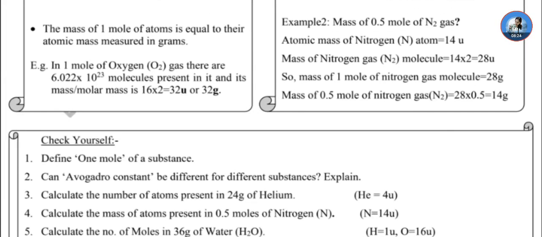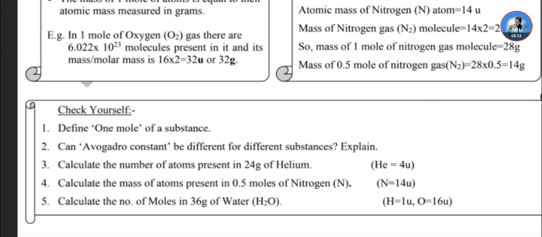First, student, define 1 mole of substance. This definition we discussed in the first paragraph. You can easily go through that. Second, can Avogadro constant be different for the different substances? No. It is fixed for different substances or every substance, like for water, for carbon dioxide, for hydrogen, for nitrogen. For every type of substance, student, it is constant. And what is its value? 6.022 into 10 raised to power 23.